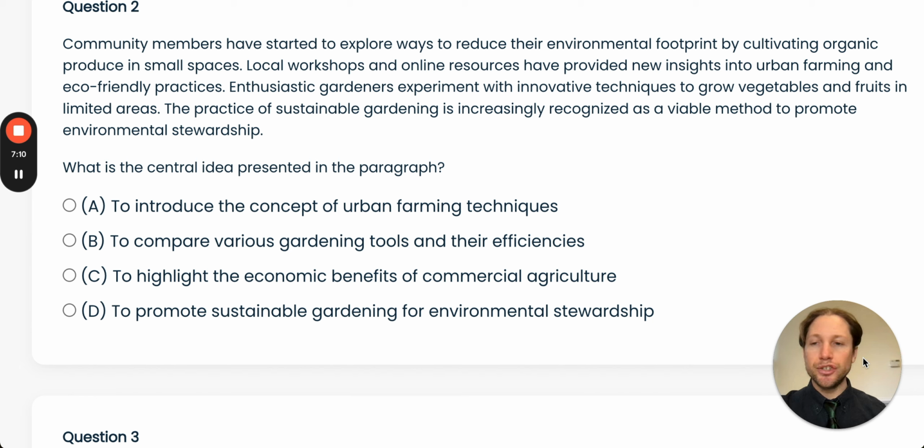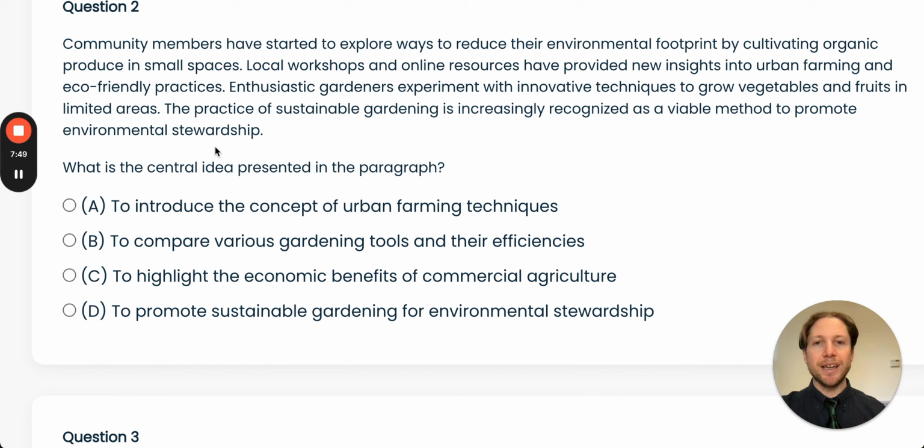All right. Question 2 reads, community members have started to explore ways to reduce their environmental footprint by cultivating organic produce in small spaces. Local workshops and online resources have provided new insights into urban farming and eco-friendly practices. Enthusiastic gardeners experiment with innovative techniques to grow vegetables and fruits in limited areas. The practice of sustainable gardening is increasingly recognized as a viable method to promote environmental stewardship.